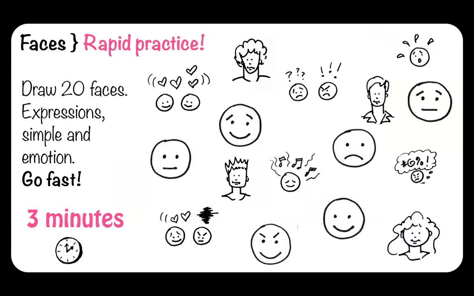All right, now it's your turn. Take some rapid practice. Set a timer for 3 minutes and draw 20 faces. You can mix it up: the expressions matrix, simple characters, and you can add emotion. Go fast and have fun.